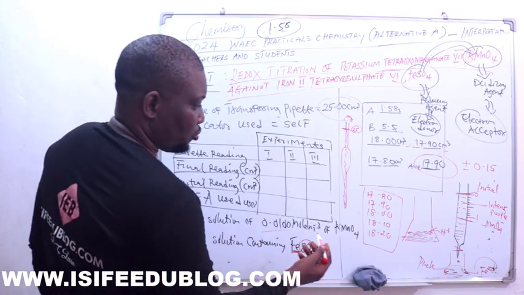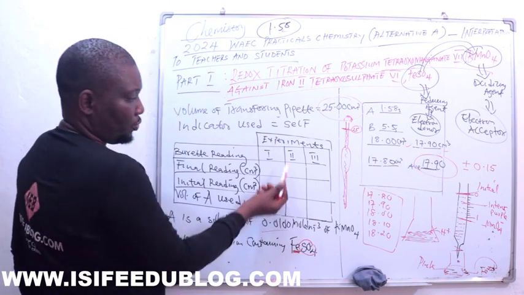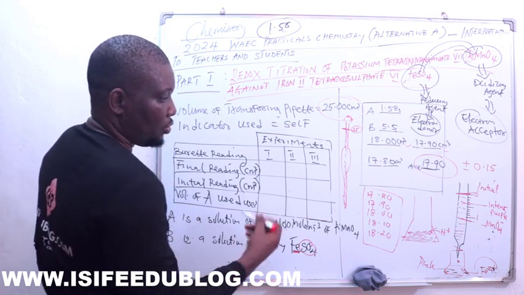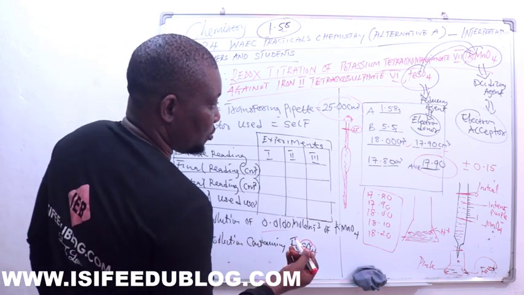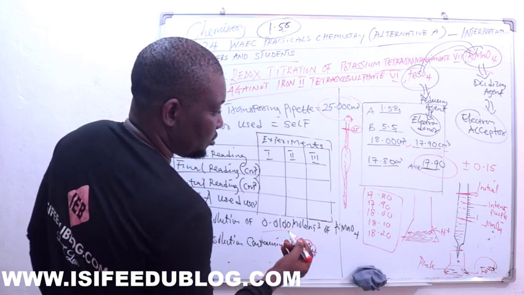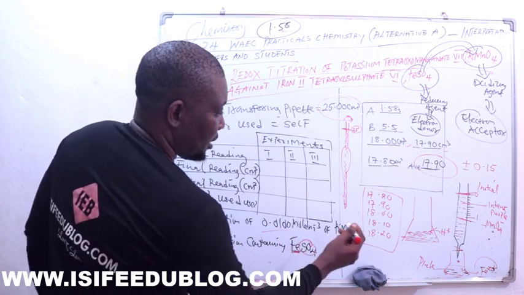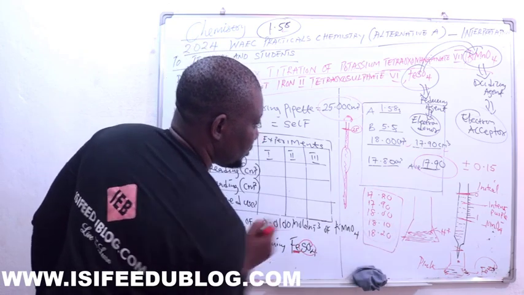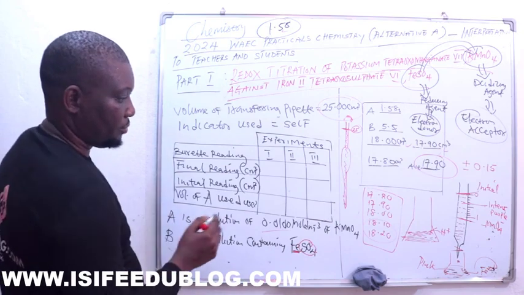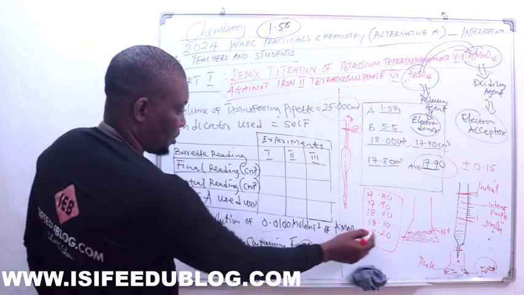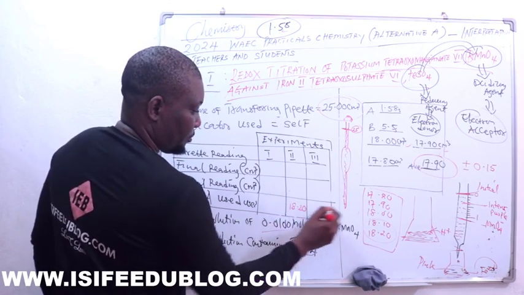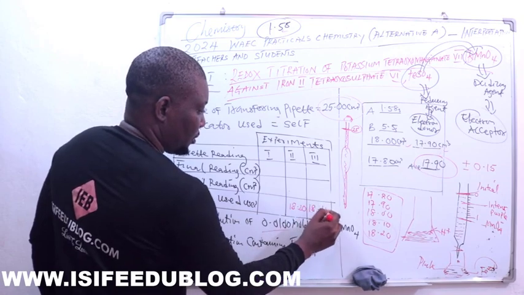I want to choose two. I want to use the second and third as my average titre. So for me, I'm going to go with these two. Okay, see how many we have. With the first one, we'll start with this 18.10.